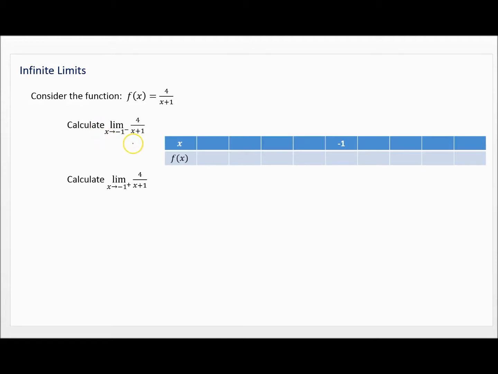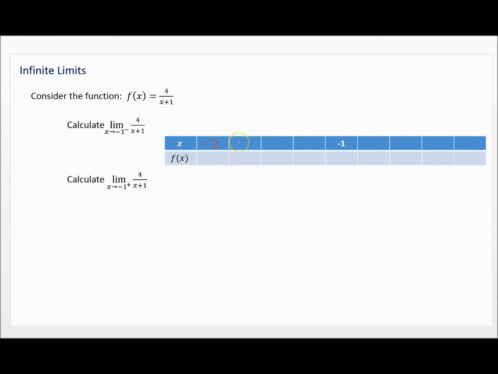Remember, you read this one, the limit as x approaches -1 from the left side. Remember that little negative up there looks like an exponent. That means the limit is from the left side. So we're getting closer and closer to -1, but less than -1. So we could pick our own values. Remember, you're just trying to get closer and closer to -1. So a value that's fairly close to -1, but not -1 and smaller is -2. That's definitely on the left side.